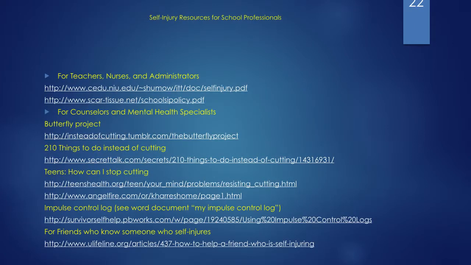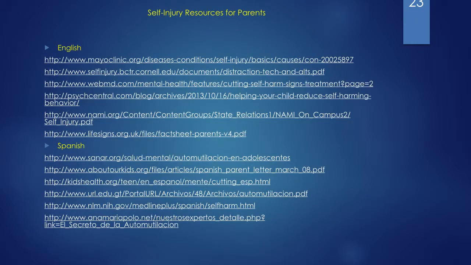The following is a slide with websites that school professionals may find useful when working with students who self-injure. Finally, here is a slide with resources in English and Spanish that families can use when helping their children who self-injure.